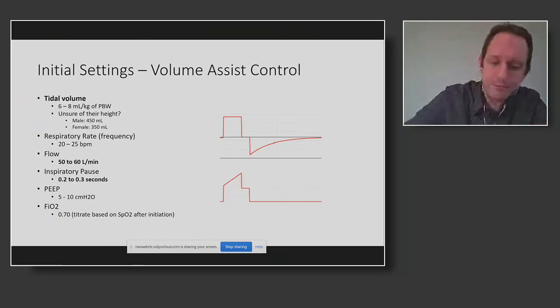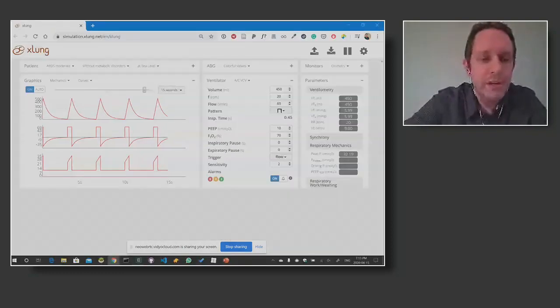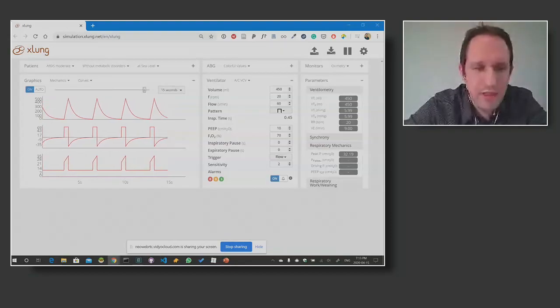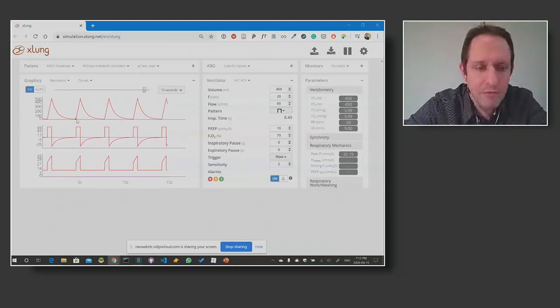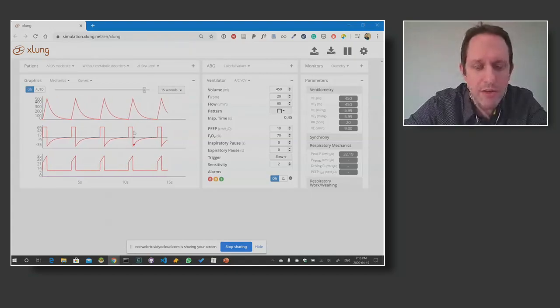So let me just go over to a simulator, actually. So here is a lung simulator that is a ventilator. On the left here, you can see the graphics. We have volume in the top, flow in the center, and pressure at the bottom. Now notice I do not have a plateau set.